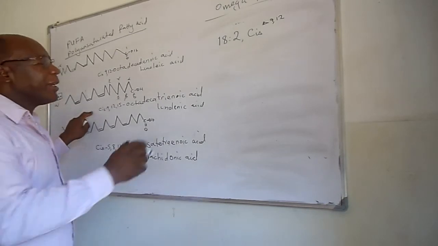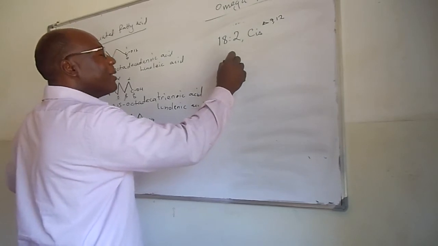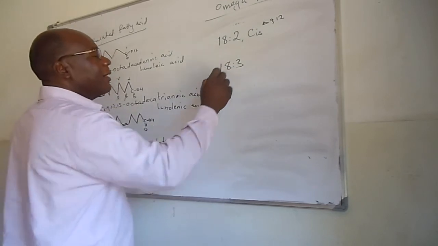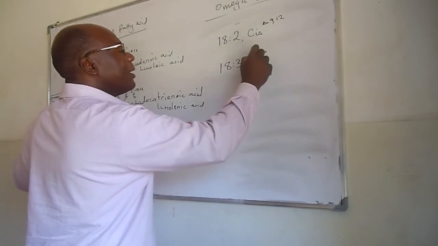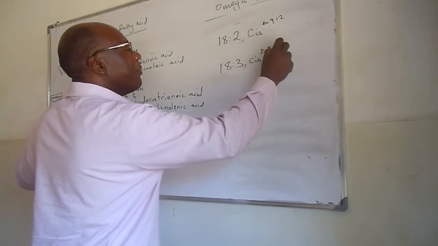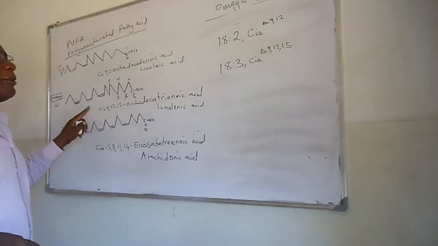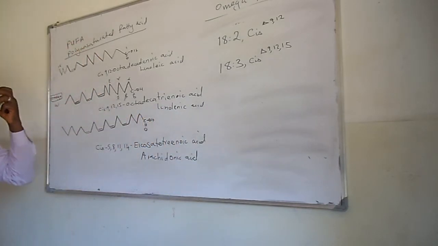For this one, we can say still it has 18, colon, but it has 3 double bonds. Then the double bonds are in the cis position. In delta, the double bond is at position number 9, position number 12, position number 15. When I write like this, then you know that I'm talking about linolenic acid.